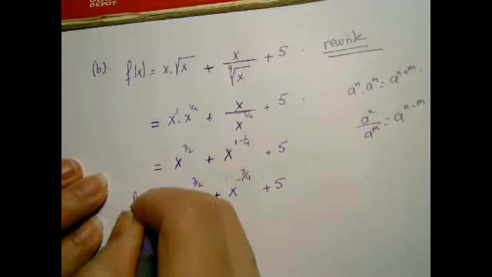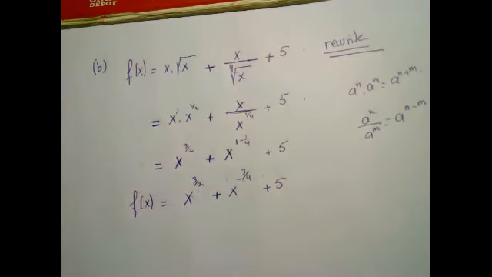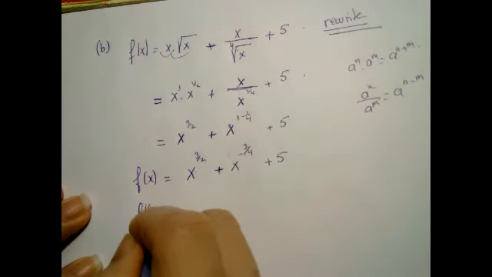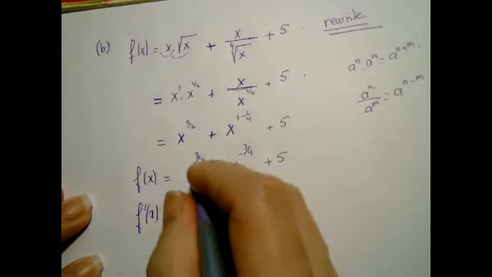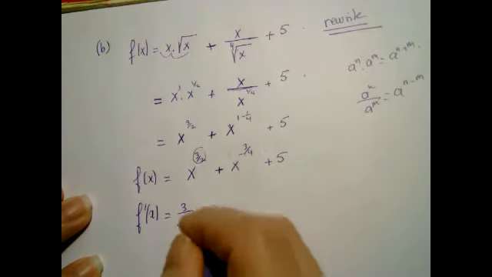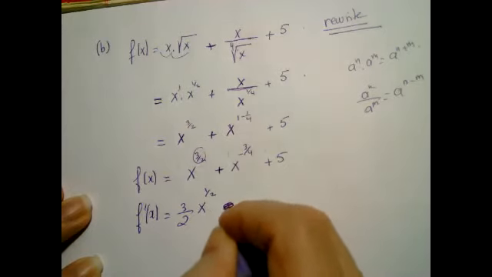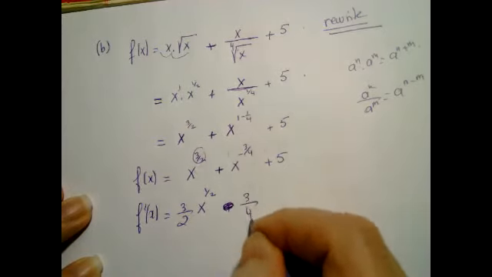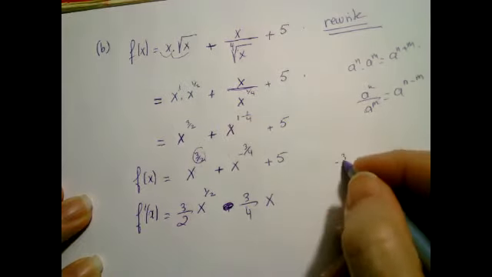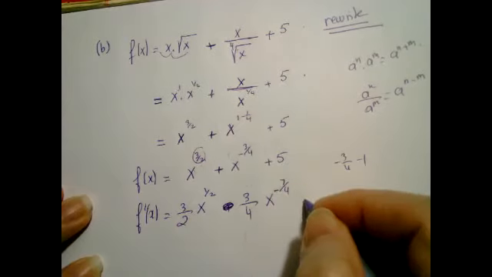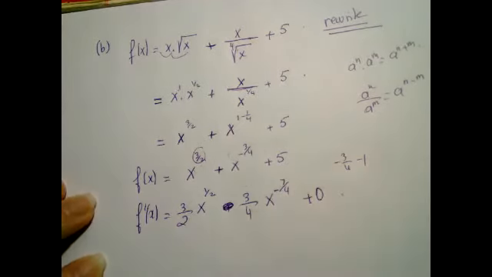This is my f of x. And believe me, it's way easier than sitting down and taking the product and taking the quotient. It's really a nightmare. We don't need it in this scenario. So finally, I need f prime, and there is nothing left for f prime in this case. That's the power rule. That's 3/2 x to the 3/2 minus 1 plus 3/4 x to the 3/4 minus 1. Derivative of 5 is just a 0.